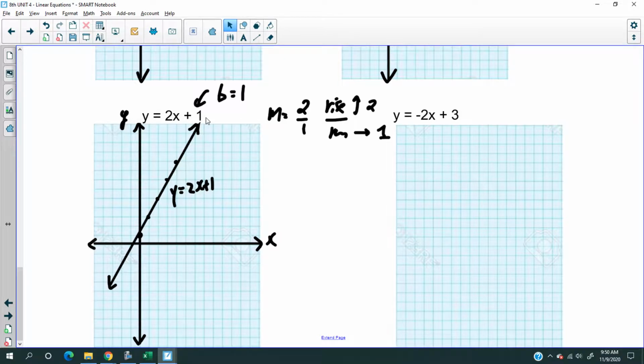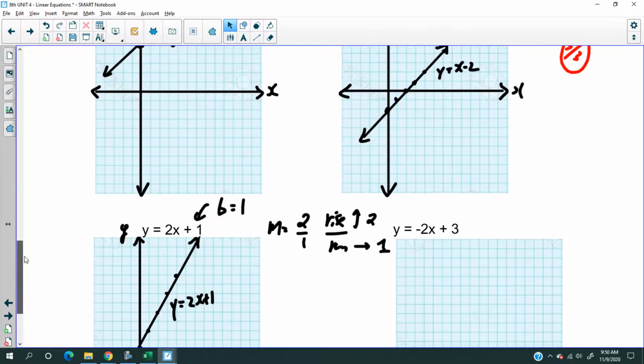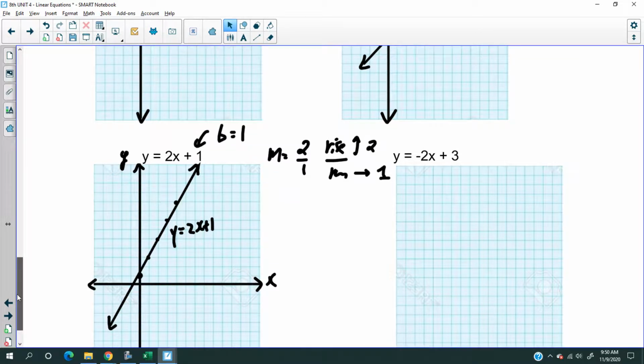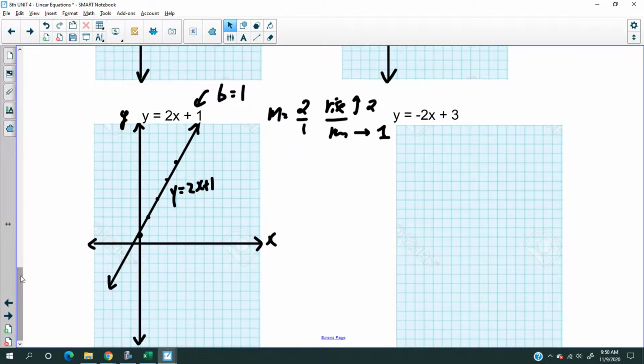All right, so right off the bat, I started off with a y-intercept of (0, 1). And then I just went 2 up, 1 over, 2 up, 1 over, 2 up, 1 over. And you can see between this and the other two lines, this one is slightly more steep, slightly more slanted.